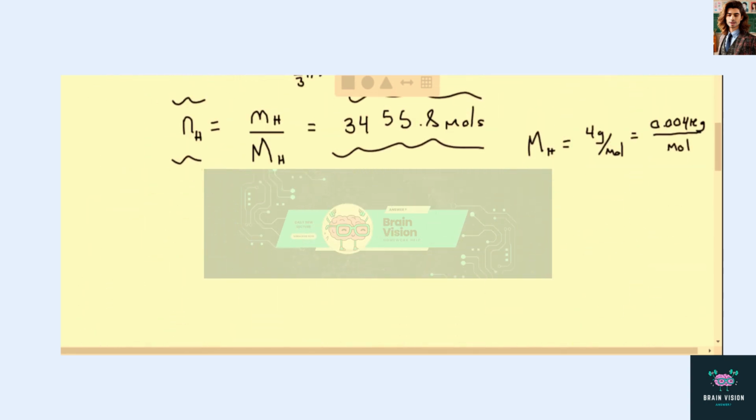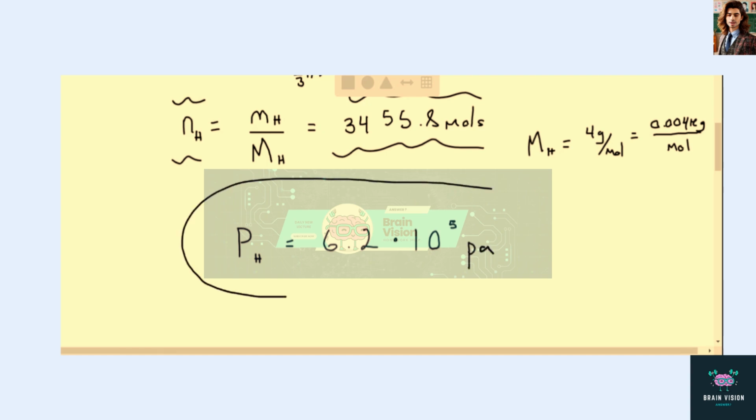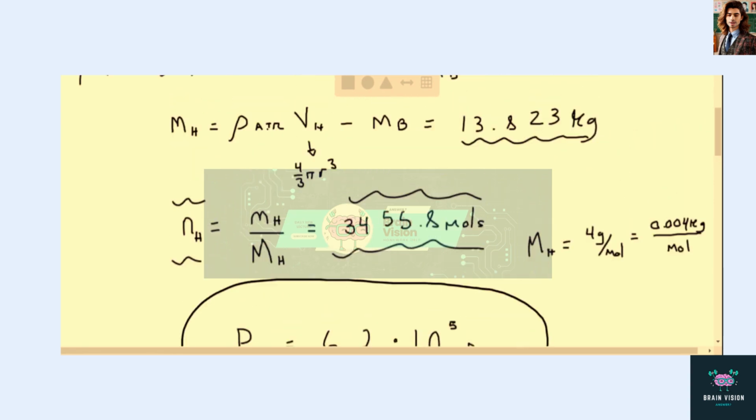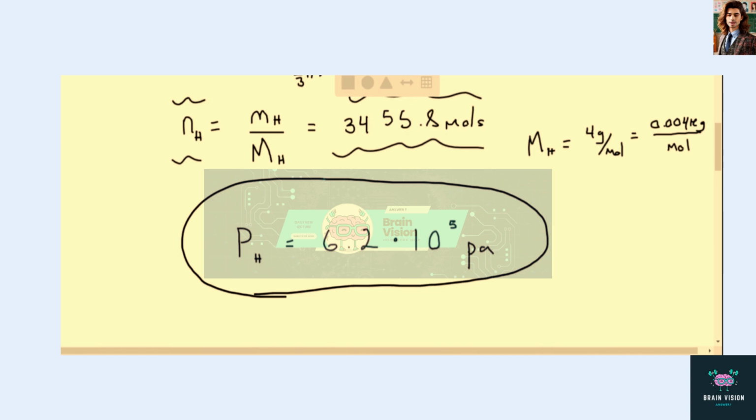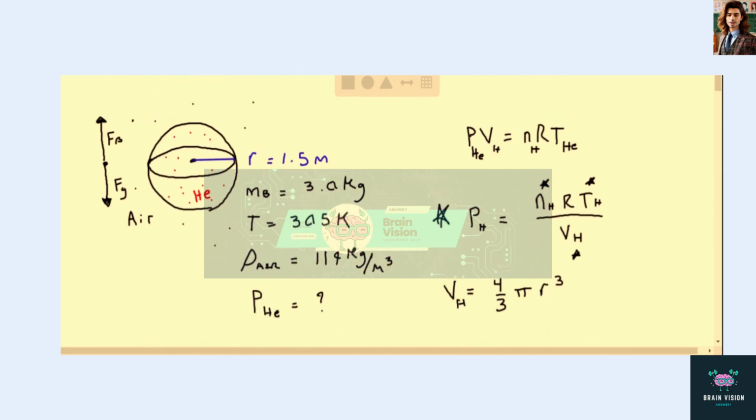So if we plug all of those values in, we get that the final pressure is 6.2 times 10 to the fifth, or just 10 to the fifth pascals. Okay. So what we figured out is what the pressure of helium in our spherical balloon needs to be in order for it to be perfectly suspended in static equilibrium in the air.